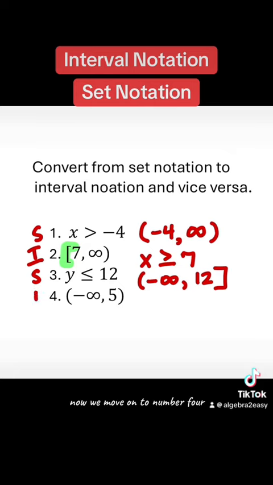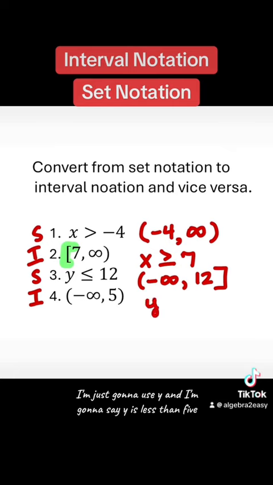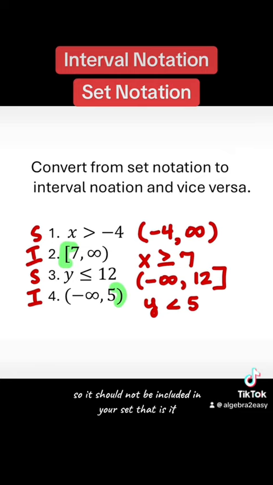Now, we move on to number 4. That is interval notation. It says from negative infinity to 5. So 5 is your highest value. I'm just going to use y, and I'm going to say y is less than 5. Notice I put less than and not less than or equal to because you had parentheses around 5, so it should not be included in your set. That is it.